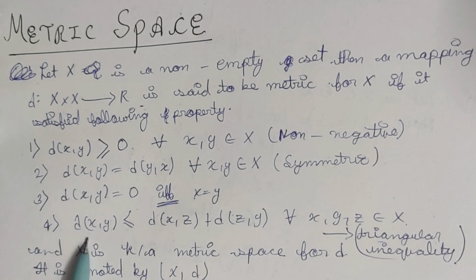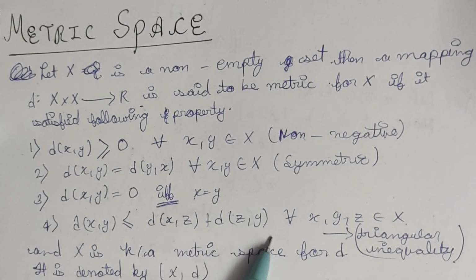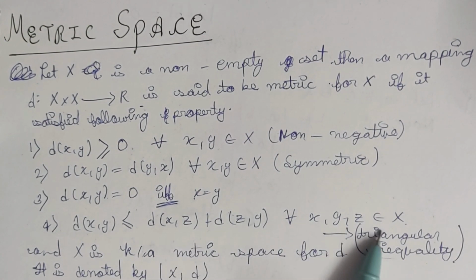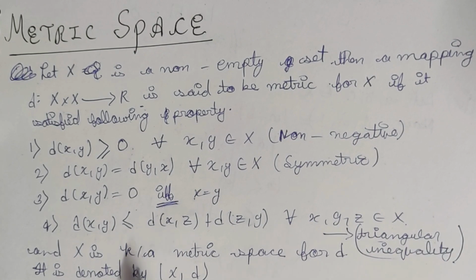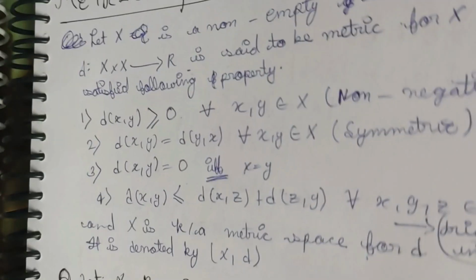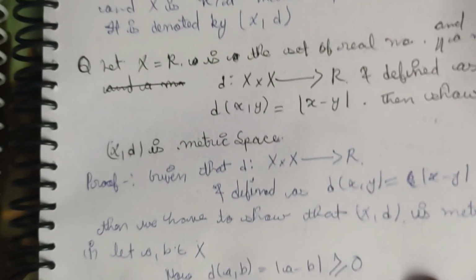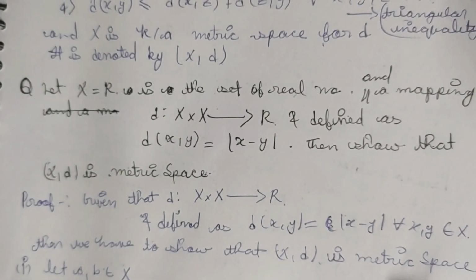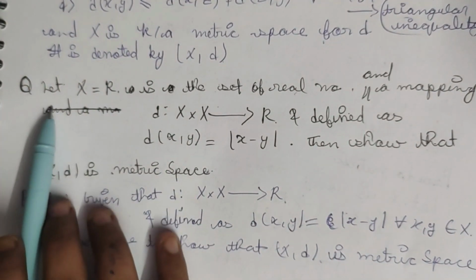The fourth property is d(x,y) is less than or equal to d(x,z) plus d(z,y) for every x, y, z belonging to X. Then X is known as a metric space for d, and it is denoted by (X, d). Let's continue with a question.